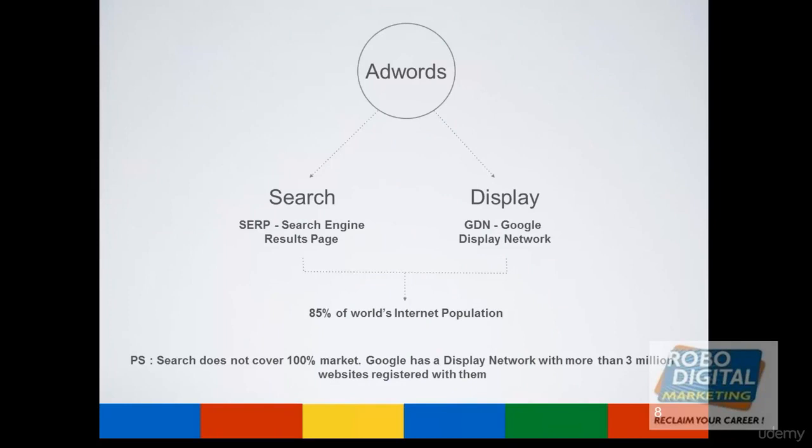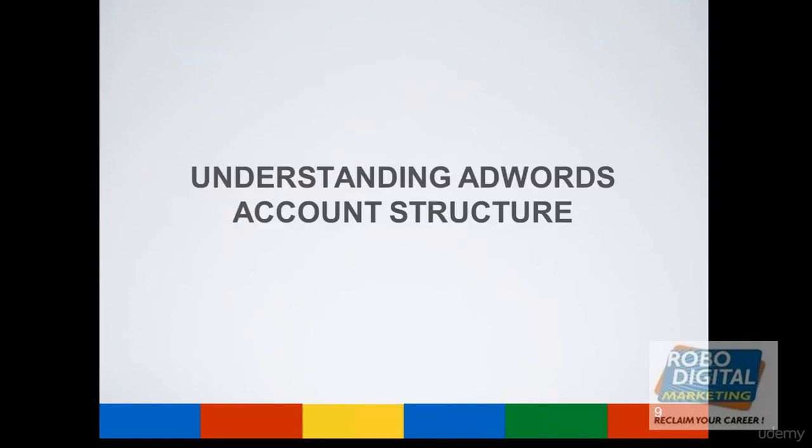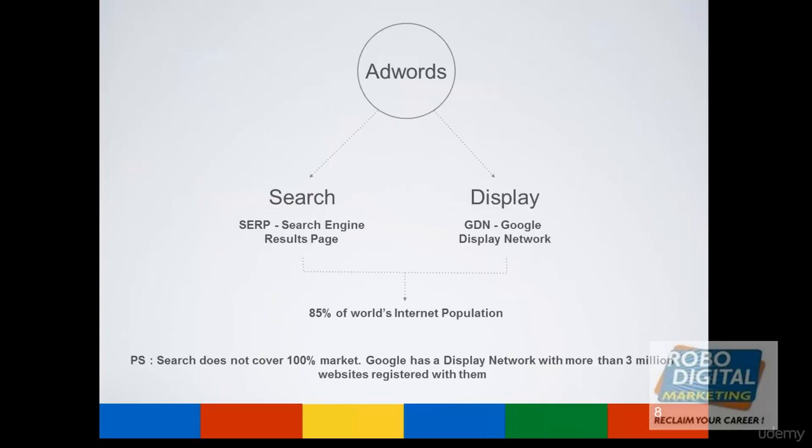So you can build the website. After that, you move to AdWords. You can run ads on search or display. So how to make the structure? First, we will make a search campaign. Then we will make a display campaign.